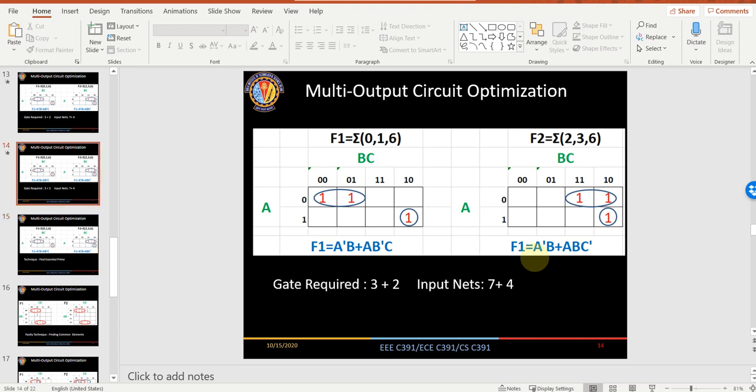Sir, how are input nets here 4? 7 plus 4. Can you explain this? Okay. Input nets. Here these are the 3. So this is one gate, right? It has got 2 inputs. And 1 gate here. What about here? This is going to be another gate, with 3 inputs, and then there is going to be one more, an OR gate also, with these 2 inputs. So 7 input nets for this.